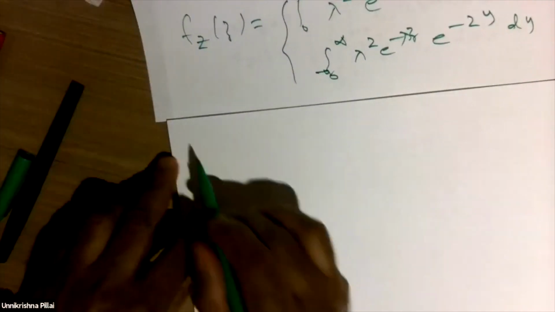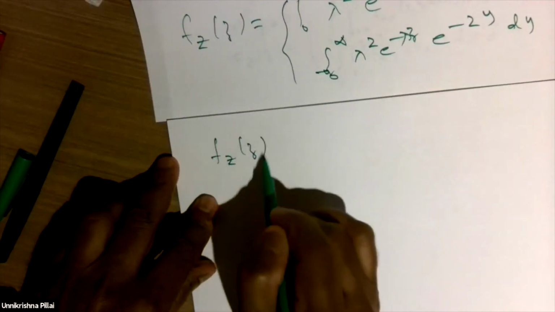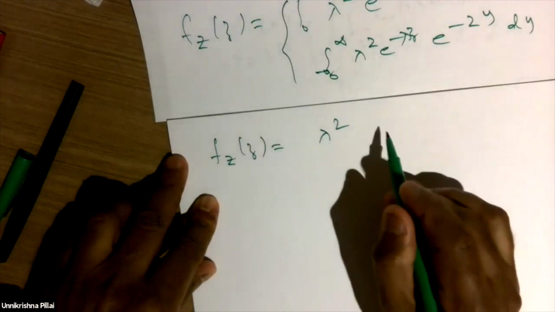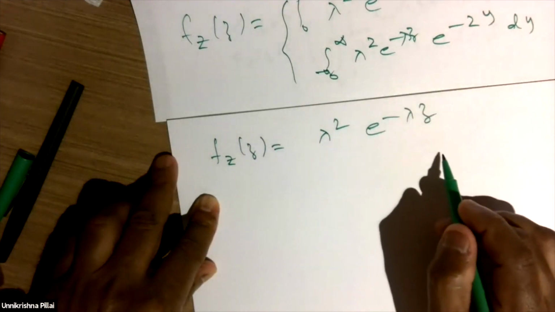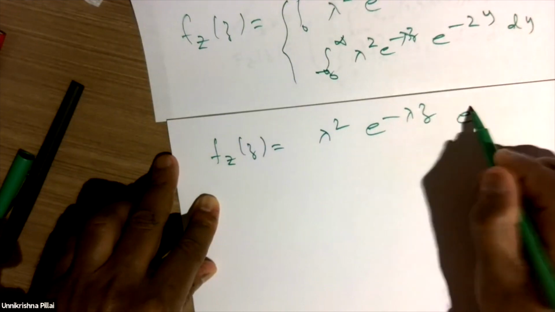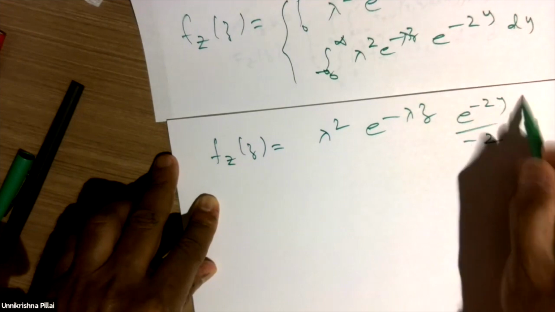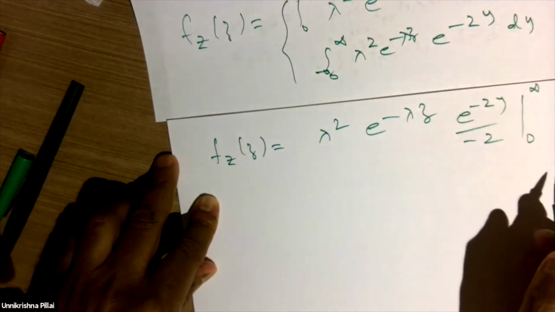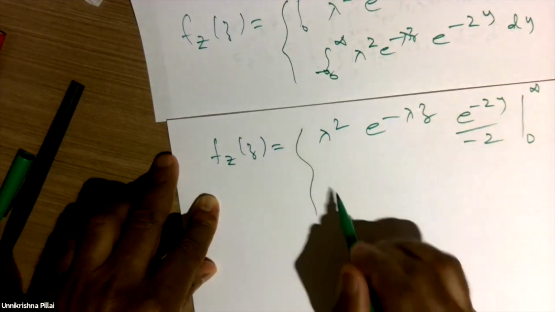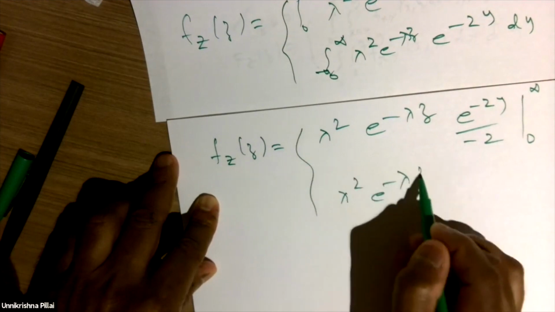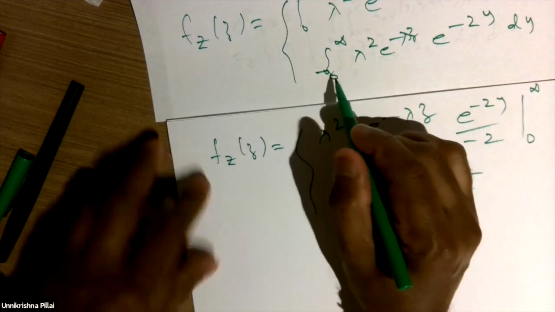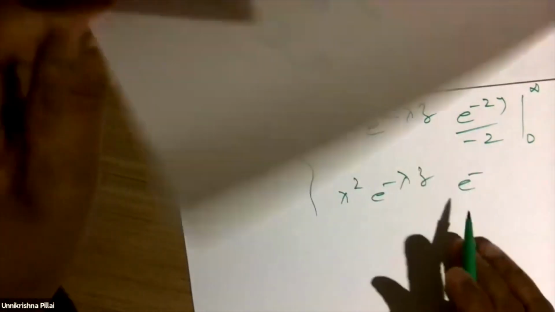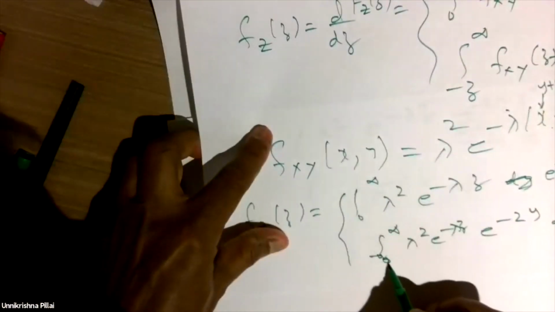So I want you to solve it at home. Let's see. e raised to minus 2y over minus 2, 0 to infinity. That's 1, right? And this is lambda squared e raised to minus lambda z, same thing. Oh, this is minus, what was the answer? Minus z here, right?